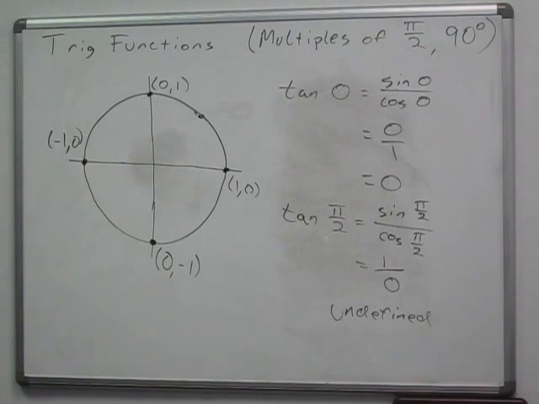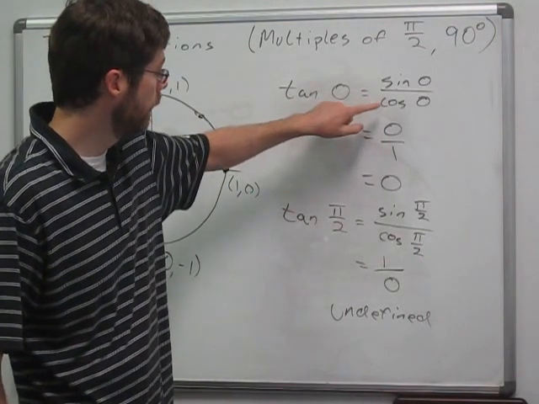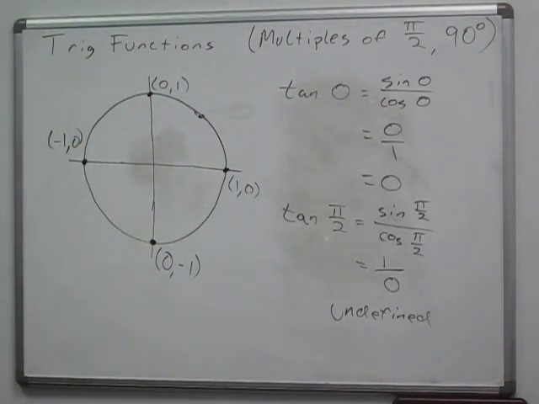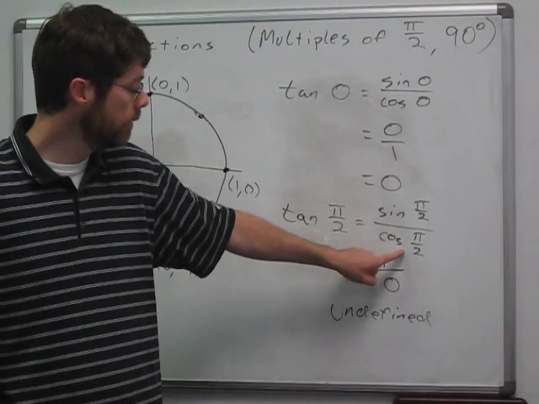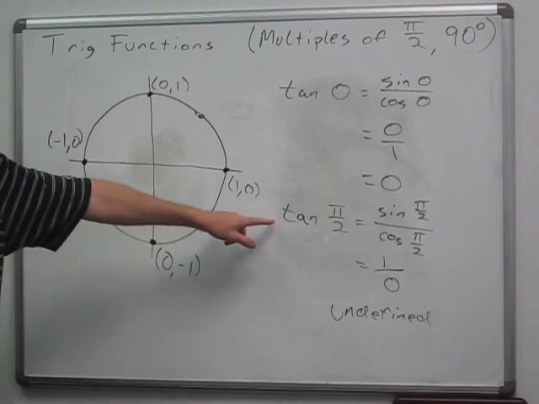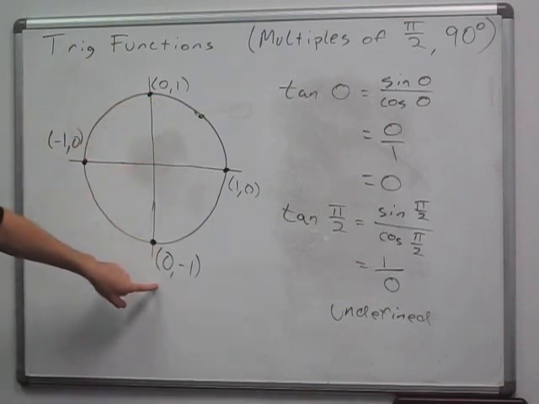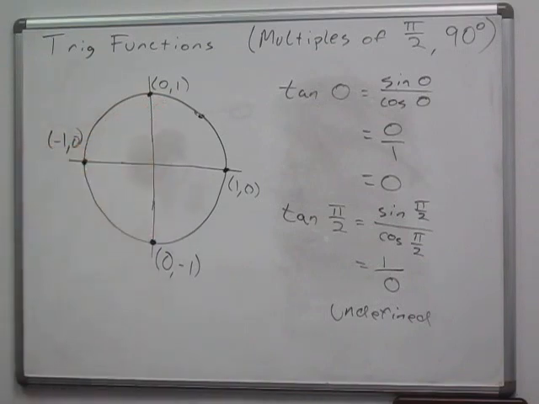All of these trig functions that have division in their identity by cosine or, as we'll see in a moment, sine, have points on the circle where they are undefined. Tangent is certainly going to be undefined when the cosine is 0. So tangent will be undefined whenever our rotation lands us at 0, 1 or 0, negative 1. Okay, these points give us an undefined tangent.